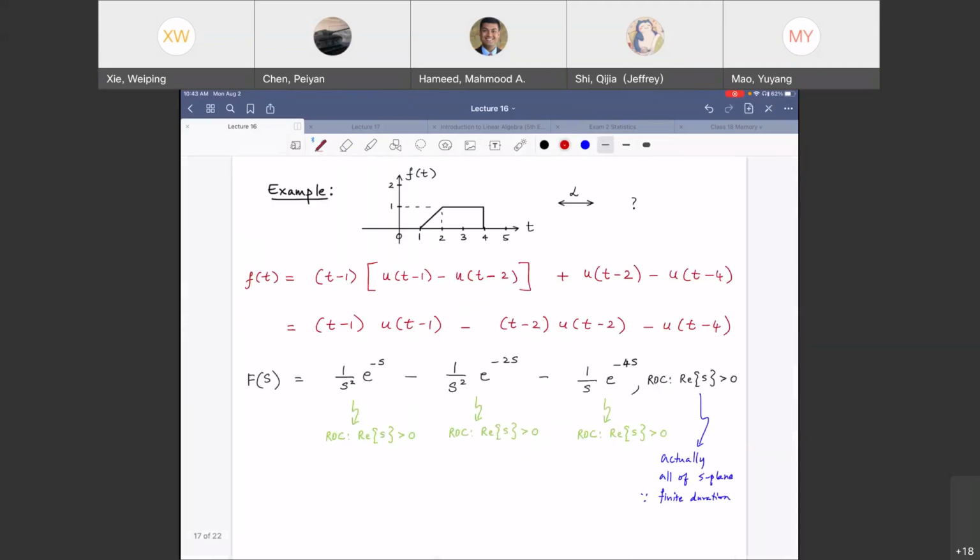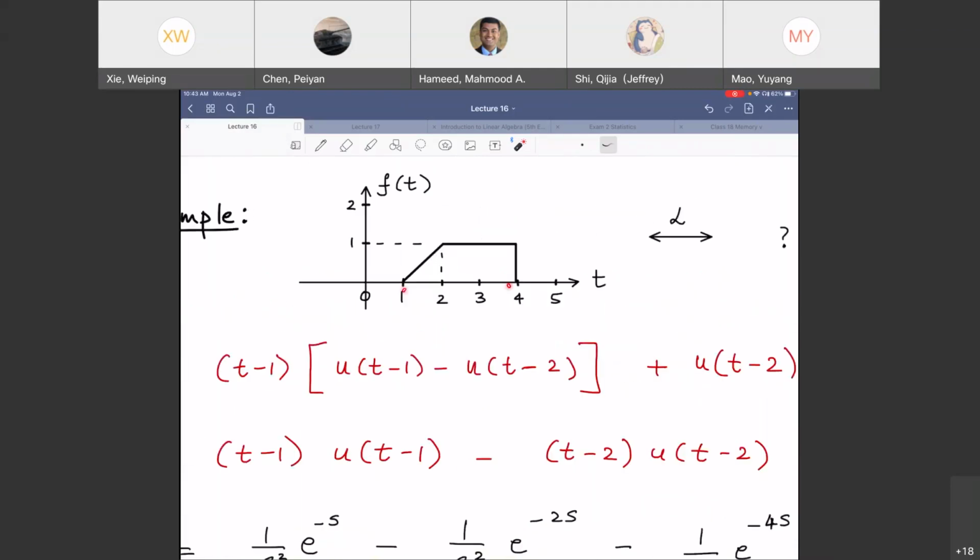Next, let's take a look at an example over here. Here we have a finite duration signal. Earlier, delta of t, u of t, t u of t was going on, right? Now we have a finite duration signal. So it starts at 1 and ends at 4, and it has that particular shape. The question is, what is its Laplace transform?